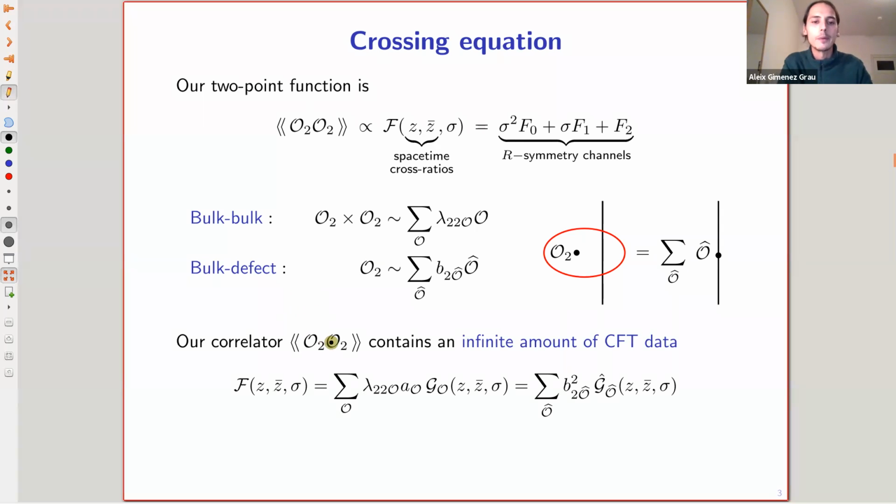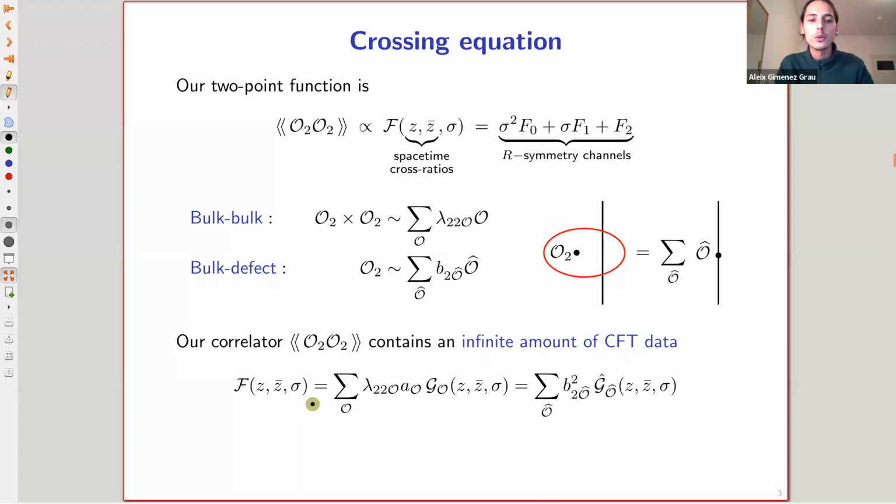So in particular, our correlator, by doing these 2 types of OPEs, contains an infinite amount of CFT data. You can either extract CFT data in the bulk. So here you have an infinite sum over bulk operators. You have some OPE coefficients that contain dynamical information, and you have some conformal blocks that capture the kinematics. And similarly, you have an infinite sum over defect operators with some OPE coefficients.